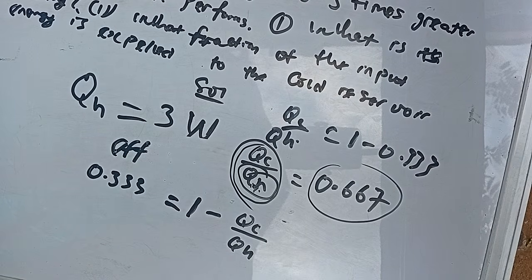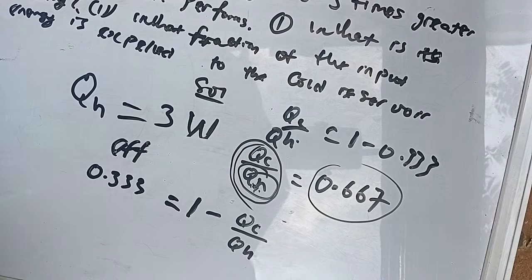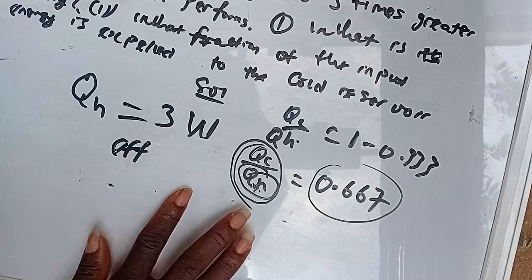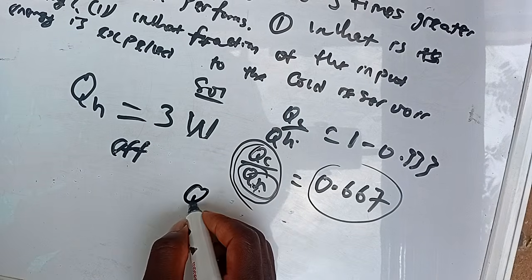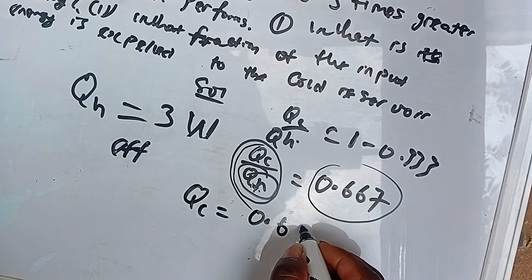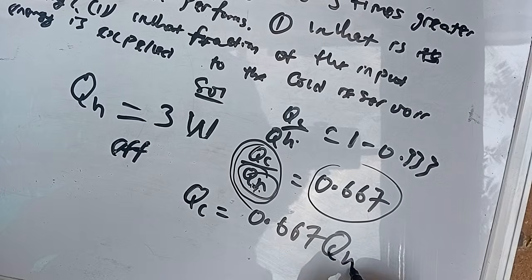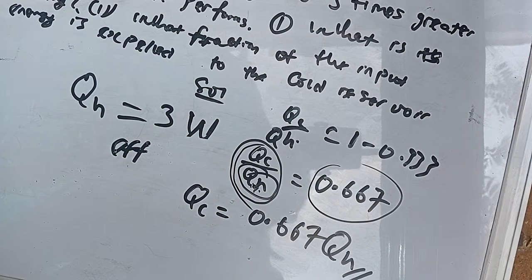Yeah, that's what we were asked to find, but I'm checking something. Oh, okay. I think what we are looking for is QC. What fraction of the input energy is expelled to the cold reservoir? So we are looking for the amount of energy that went into the cold reservoir. So cross multiply. QC equals 0.667 of QH.